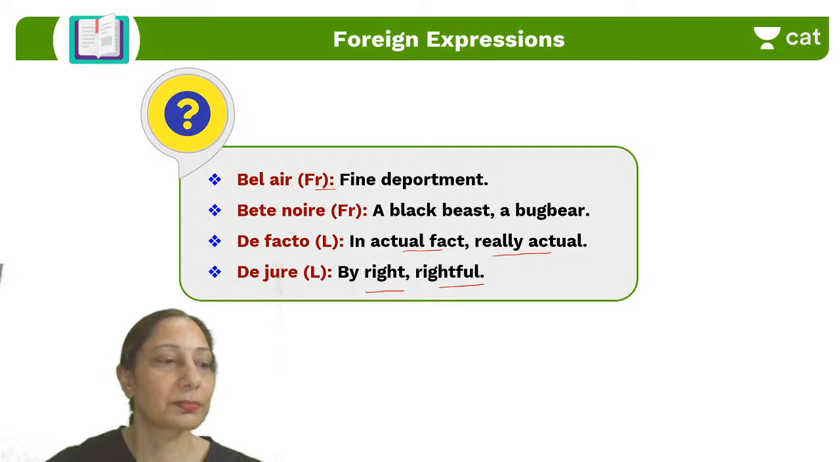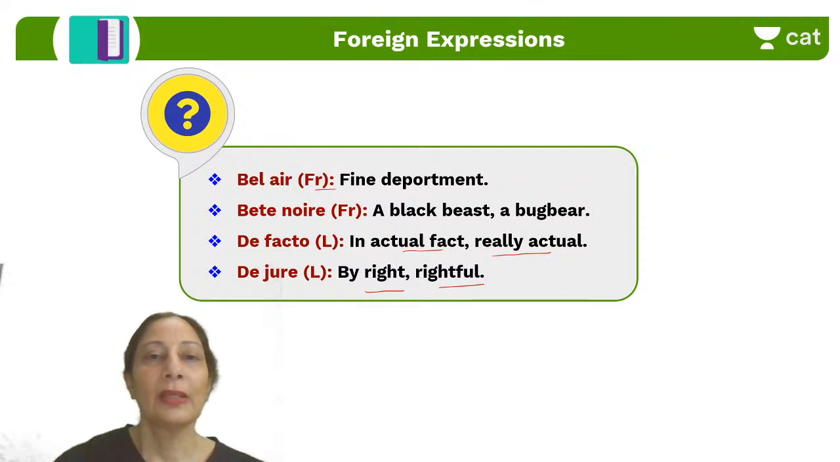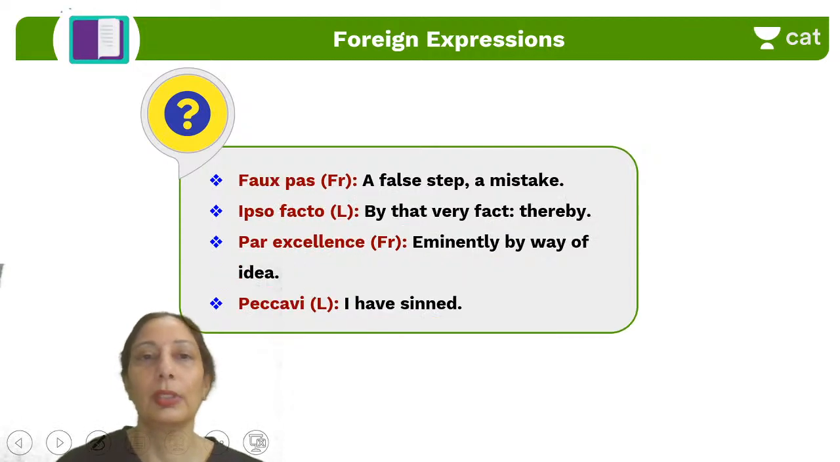Yes, correct, Dia, you're right. So you got these words, guys? So Bel Air is fine deportment, bete noir is a black beast, de facto is an actual fact, de jure is by right or rightful.